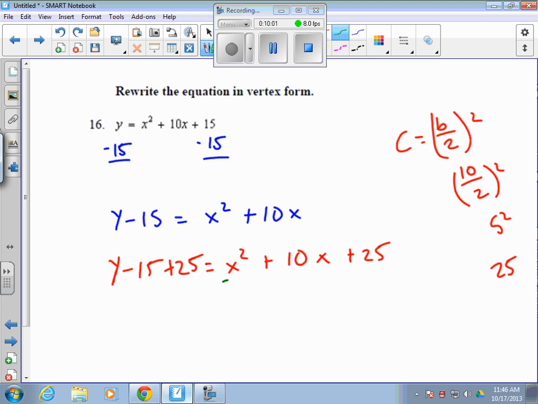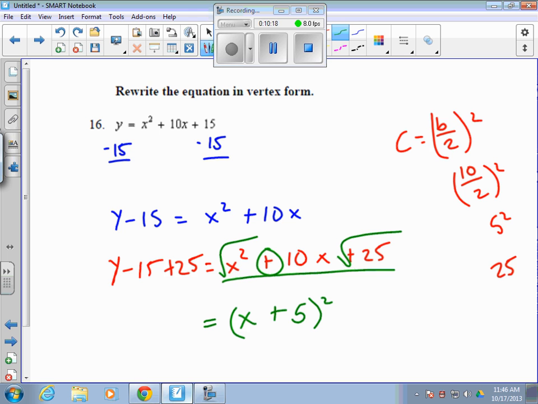So now you have a perfect trinomial. You can take the square root of x squared and get x, and the square root of 25 and get 5. Remember, this tells you to put plus between them and squared. So that perfect trinomial is factored as a binomial, x plus 5 squared. On the left side of the equal sign, we have y, negative 15 plus 25 is plus 10.